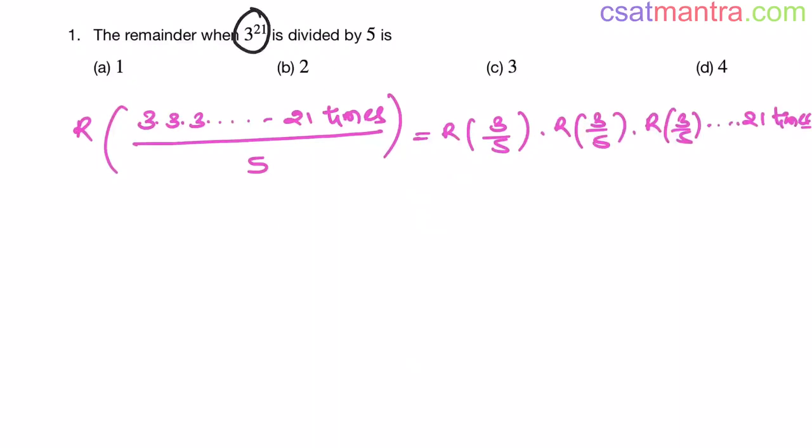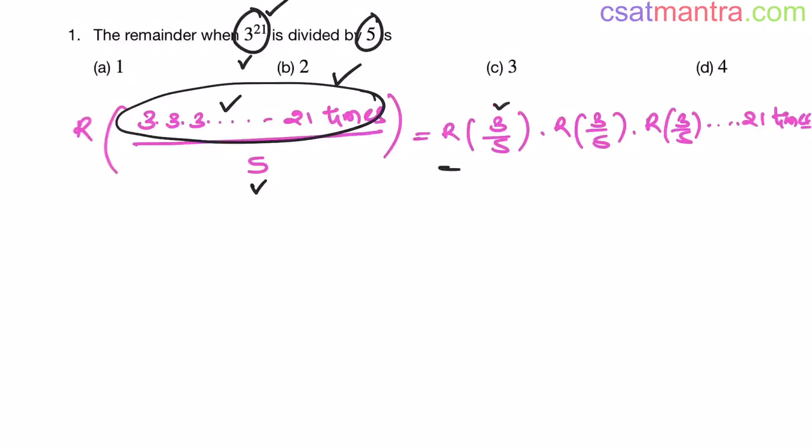Now 3 power 21 when divided by 5. 3 power 21 I am writing like this. Rather than writing like this, the questioner has written like this, my friends. Okay, nothing wrong, right? So 3 power 21 when divided by 5, remainder, that is equal to remainder of 3 by 5 into remainder of 3 by 5, remainder of 3 by 5, 21 times, my friends. Okay, this is what we learnt in type 2 remainder theorem, right?